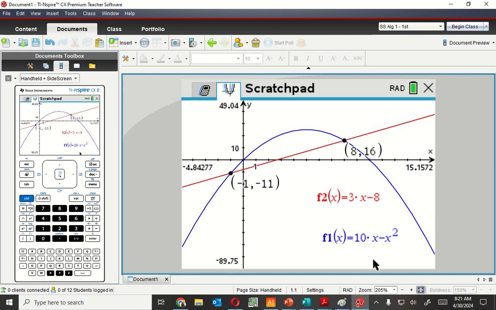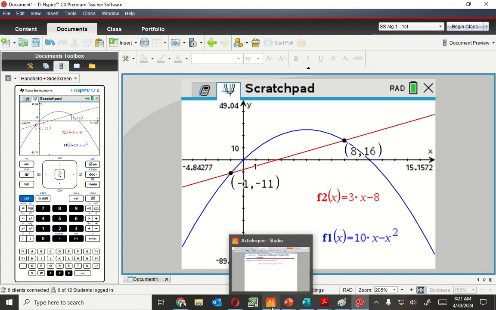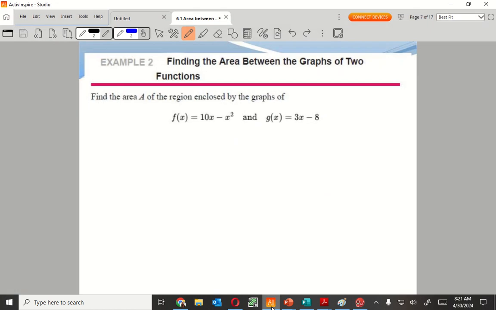So my 10x minus x squared is going to be the top. So this is going to be the top one minus the bottom one here. So let's go ahead, from -1 to 8, and write my integral.